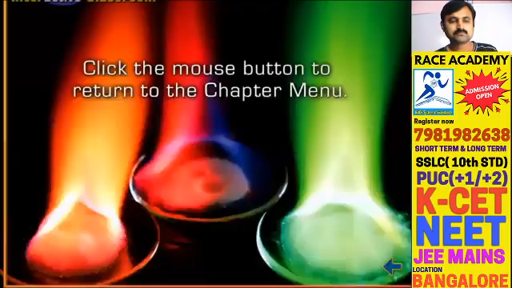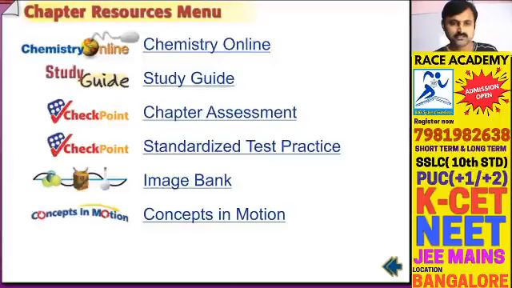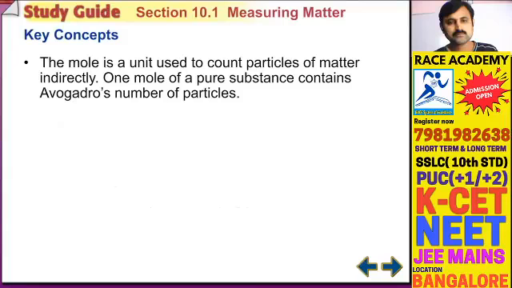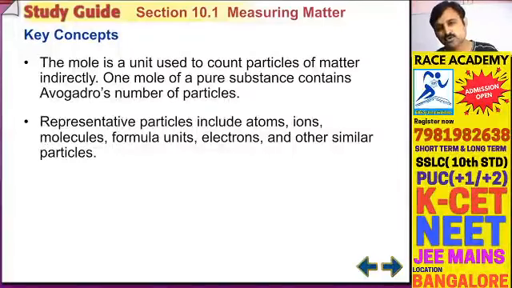Next, measuring of matter, we have a key concept here. First we'll check it out. The mole is a unit used to count the particles of matter indirectly. So 1 mole of a pure substance contains the Avogadro number of particles. So it's a revision only. Representative particles include atoms, ions, molecules, formula units, electrons, and other smaller particles.